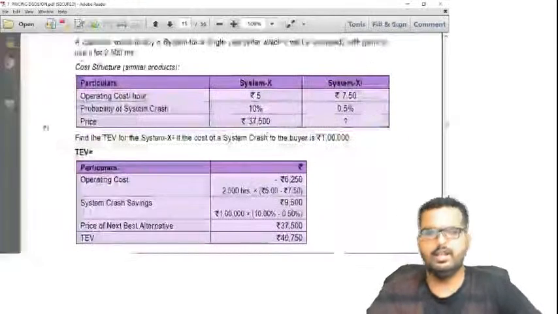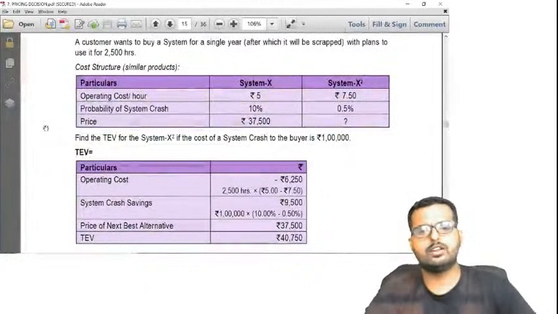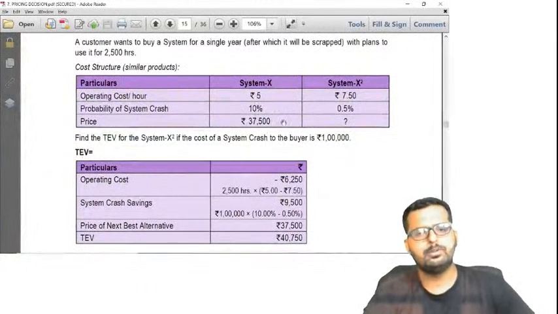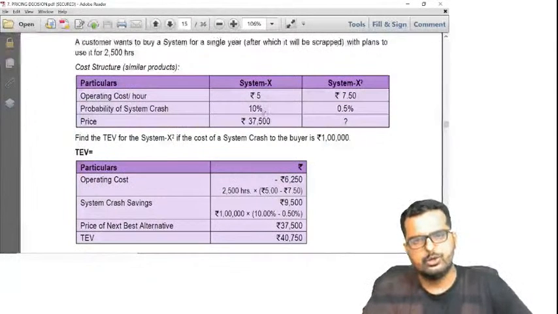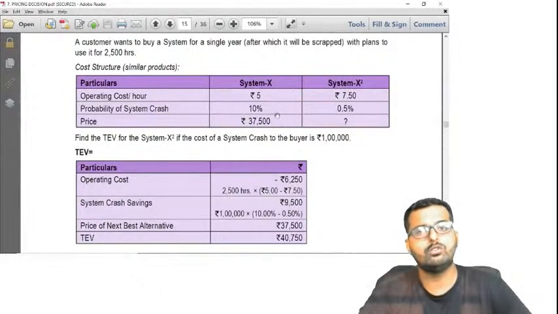Apart from this, they say there is a chance that the system will crash. X can crash 10%, Y can crash only 0.5%. Alright? If it crashes, you end up paying 37,500 rupees more, or the 37,500 is already gone.